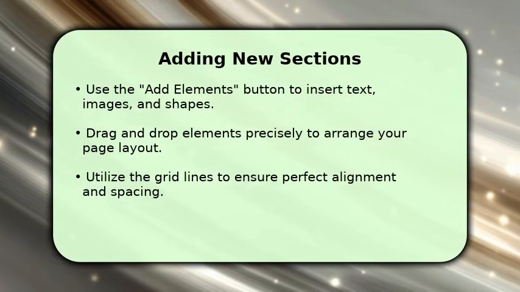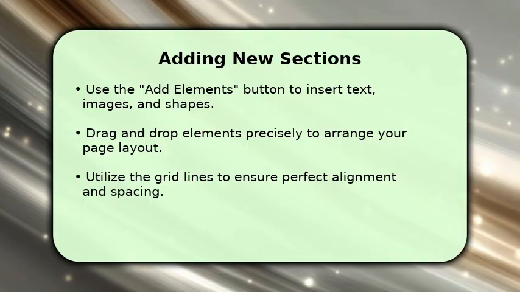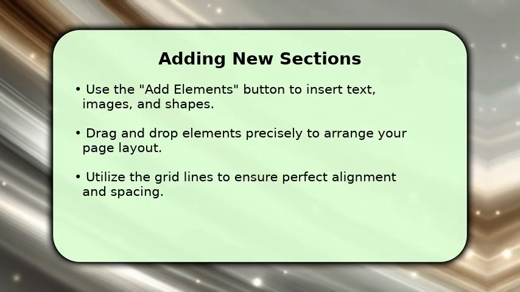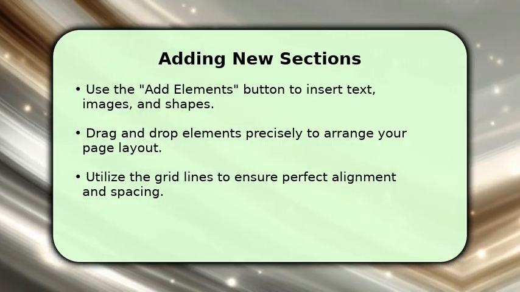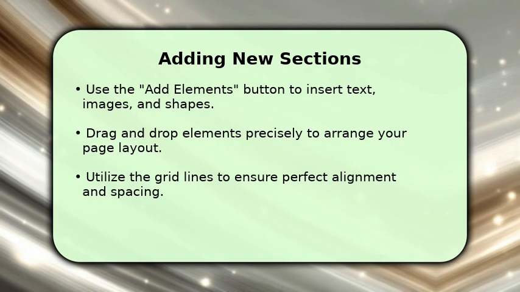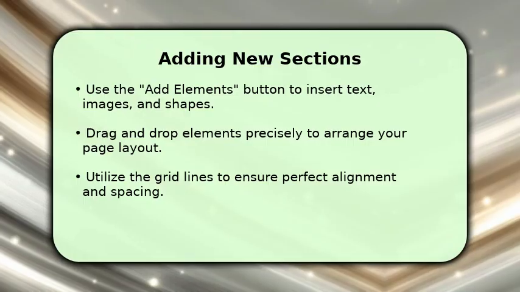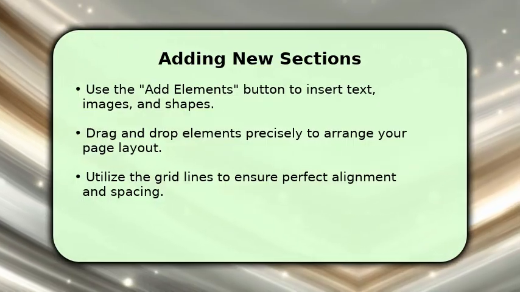Adding new elements to your Wix site is straightforward. Click the plus icon on the left to open the Add Elements panel. Here, you can choose from text, images, buttons, galleries, and more. Once an element is on your page, simply drag and drop it to your desired position.